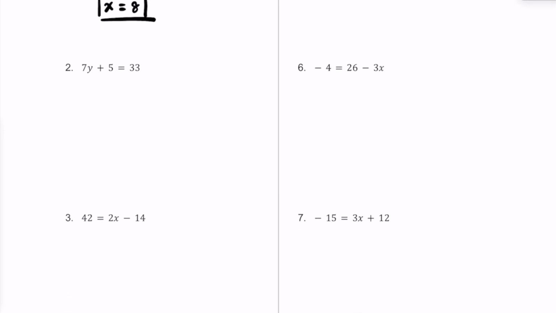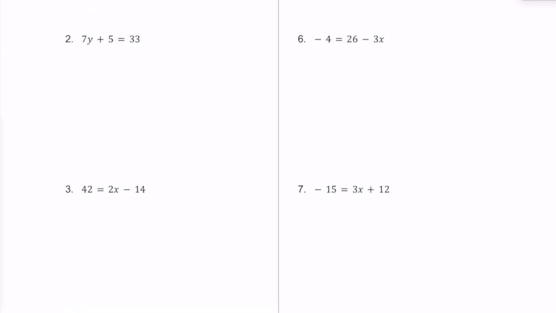All right, here is number 2. For number 2, we have 7y plus 5 is equal to 33. All right, so here's that original equation. Let's go ahead and do the inverse of adding 5, which is going to be subtracting 5. So 5 minus 5 on the left side of the equation is going to be 0. So we're going to say 7y plus 0, or just 7y equals. And on the right side, 33 minus 5 is going to be 28.